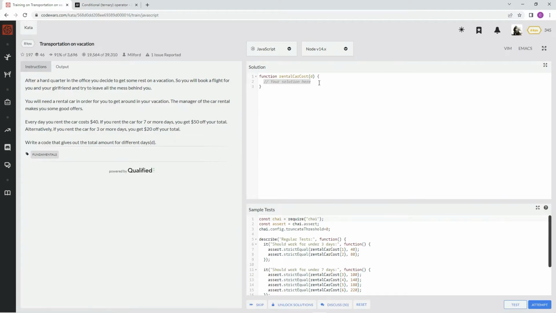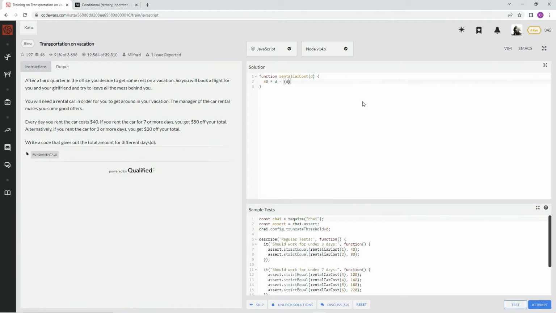So first off, we don't want to repeat ourselves, so we're going to say 40 times D, because no matter what, it's going to cost $40 a day. Every day we rent the car costs $40, right? And so now we got to deal with these discounts. So we're going to say minus, and then we're going to put a little parentheses in here right there.